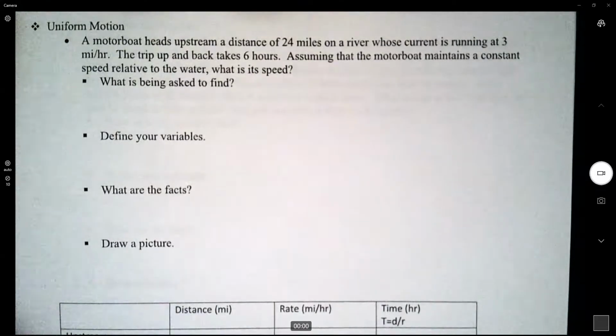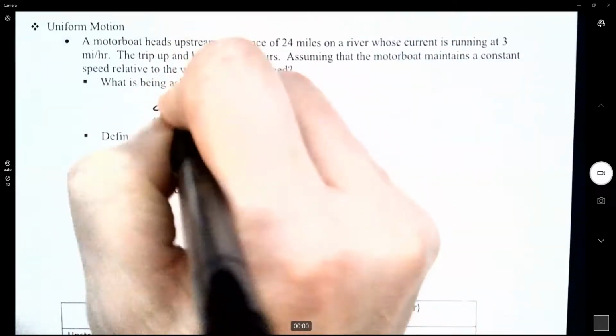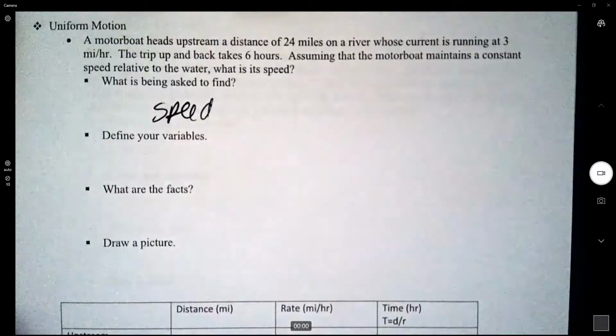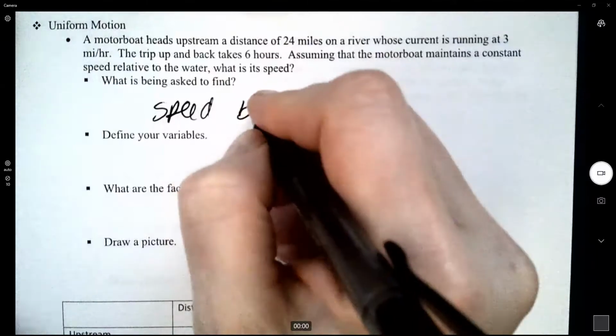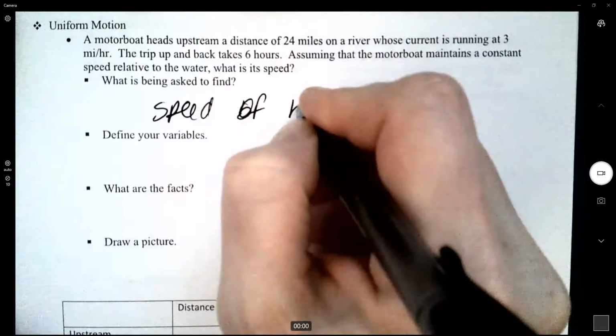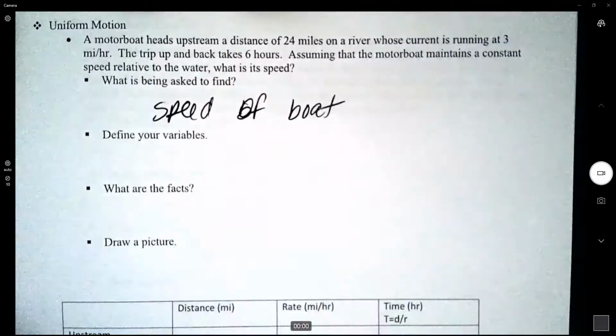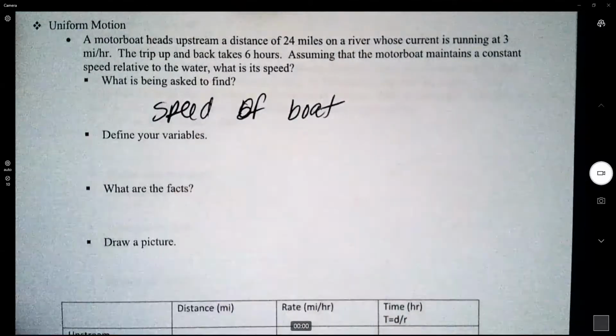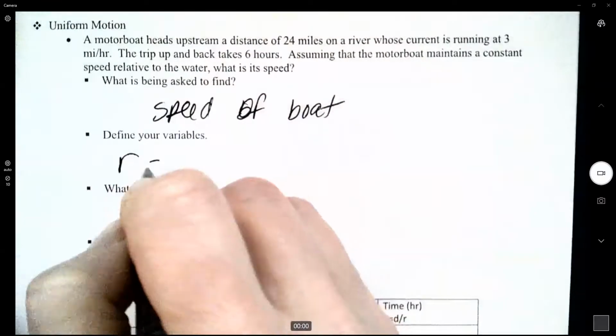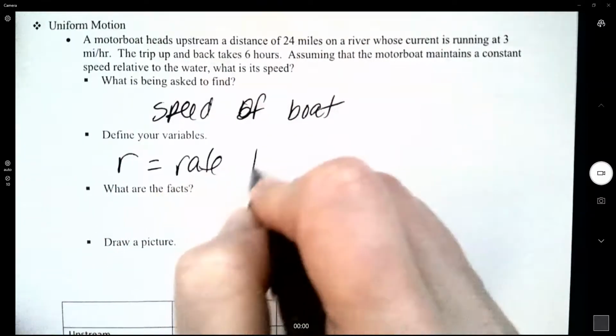So what are we being asked to find? We're being asked to find the speed of the boat. So we're looking for the speed of the boat. All right, so now we're going to define our variables. So we're going to let R equal the rate of the boat.